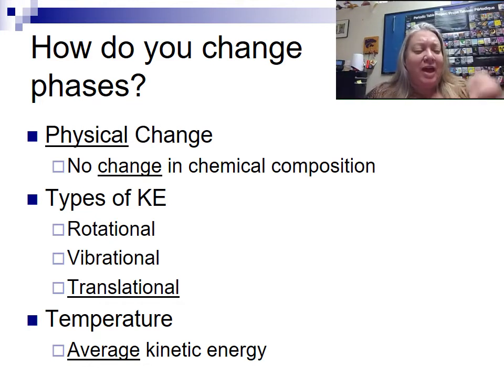Now, each of those atoms or molecules or ions that you have in your substance, they each have their own kinetic energy. It's kind of like when a class takes a test.